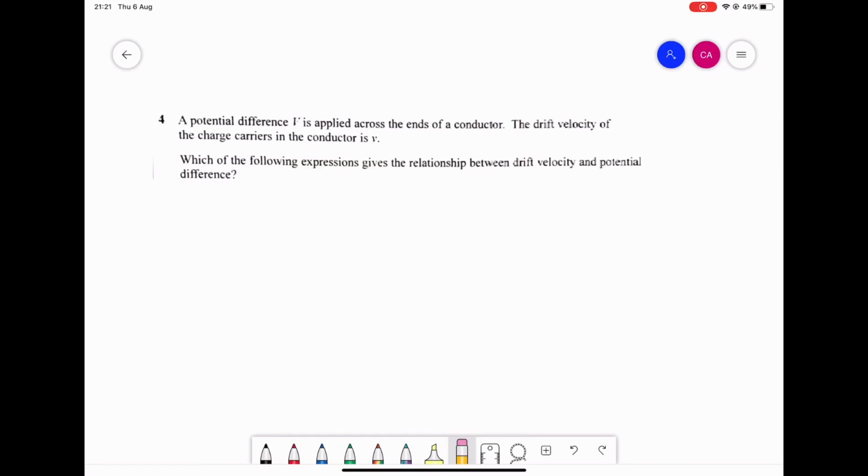A potential difference V is applied across the ends of a conductor. The drift velocity of the charge carriers in the conductor is simply v. Which of the following expressions gives the relationship between drift velocity and potential difference?